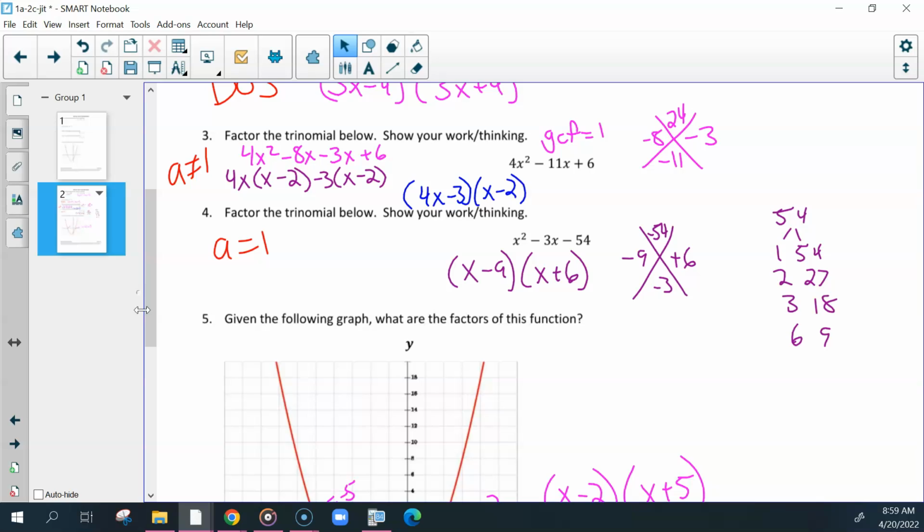Number 4, you're looking for 2 numbers that multiply to be negative 54, but add to be negative 3. And that would be negative 9 and 6. And you could put those directly in your factors.